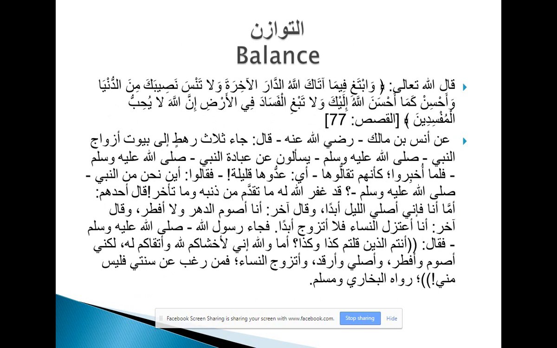It's about balance. Make your priority doing what Allah subhanahu wa ta'ala has given you for Judgment Day, and don't forget your share in this dunya. That's Surah Al-Qasas, Ayah 77. In other words, being religious does not necessarily mean that you only pray and only do rituals, but you actually do the balance.